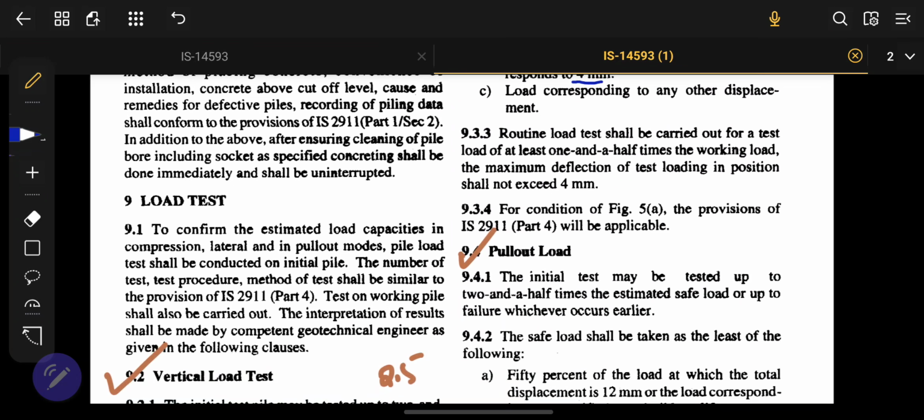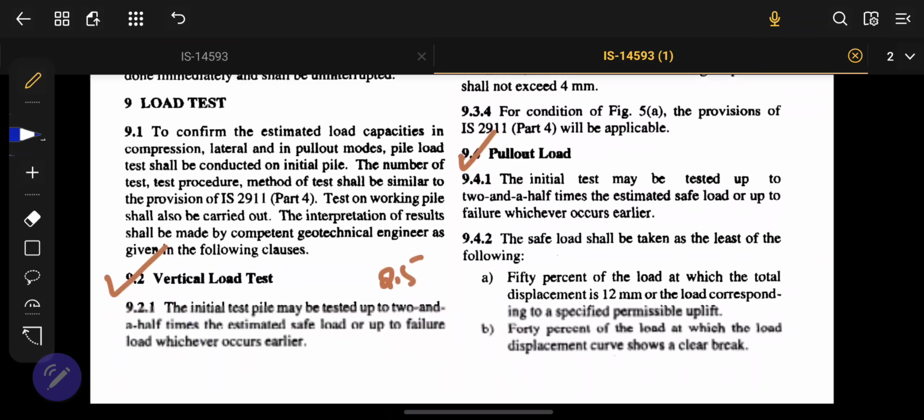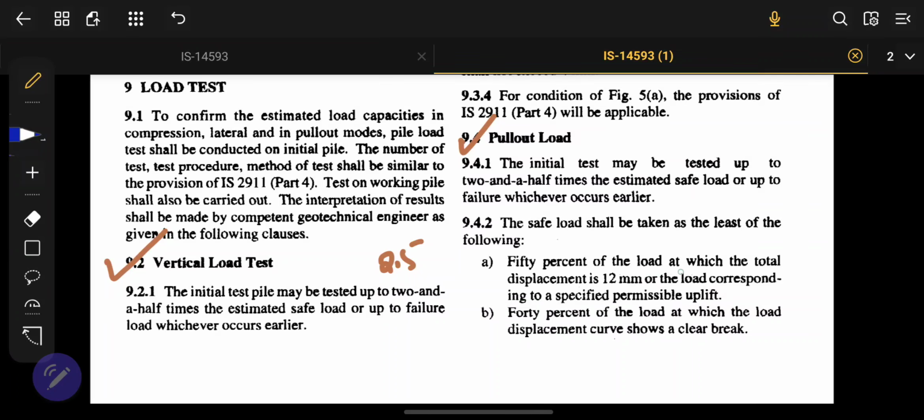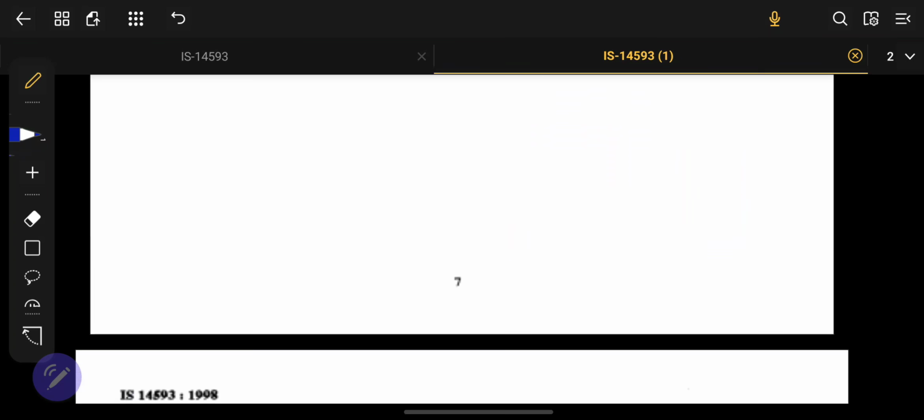For the routine test, one and a half times the working load, and settlement should not exceed 4 mm. That's very simple. Pull out is also the same: 50% of the load at which the total displacement is 12 mm, or 40% of the load at which the displacement shows a clear break, meaning the pile has been completely lifted. If that is happening below 2.5 times the safe load, then you have to take 40% of that. This is called the pull out load test.